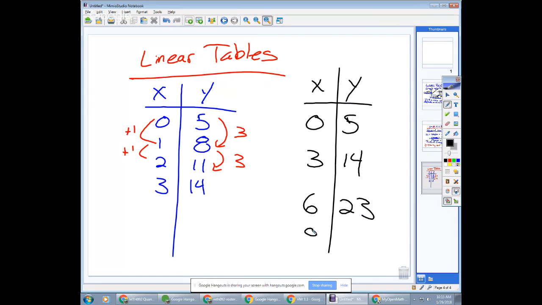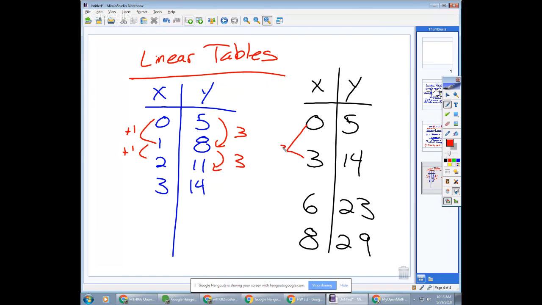And maybe 829. Is this table linear? Maybe, maybe not. So here's the harder part. The trick here is to pick a pair of points. And if there's a lot of points, it's really hard to tell.